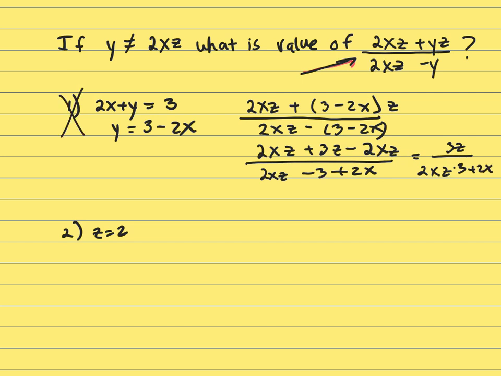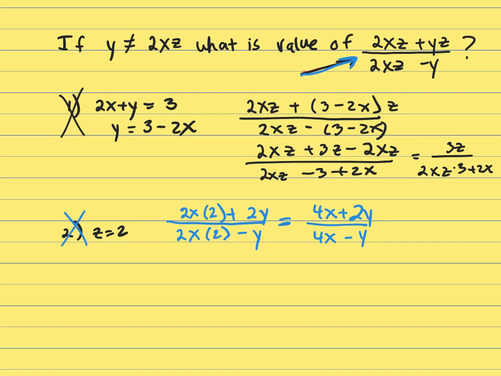All right, we'll look at clue 2. Clue 2, I'm going to do the same thing, except this time I'm going to let z be 2. So that's going to be 2x times 2 plus 2 times y all over 2x times 2 minus y. And that's not going to work. See, that's going to be 4x plus 2y over a 4x minus a y. So we can't figure out the value of that.